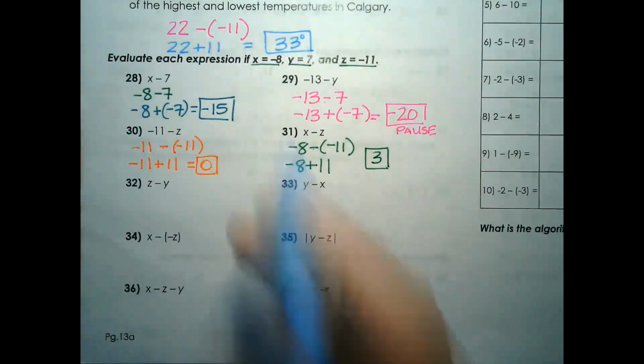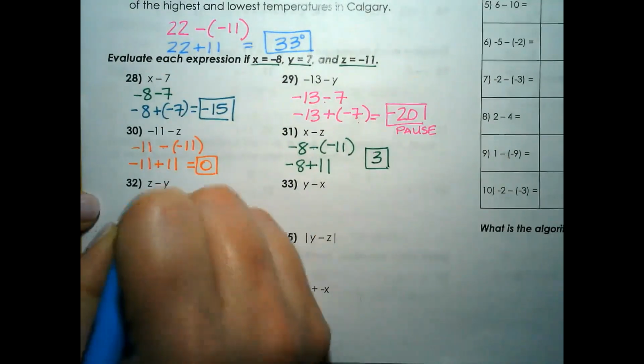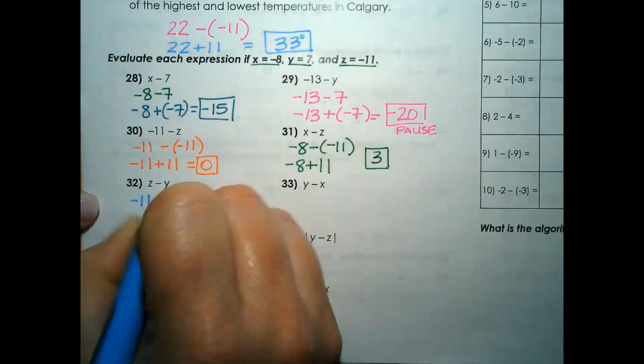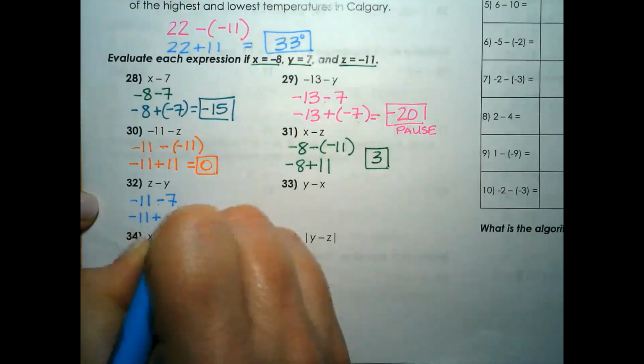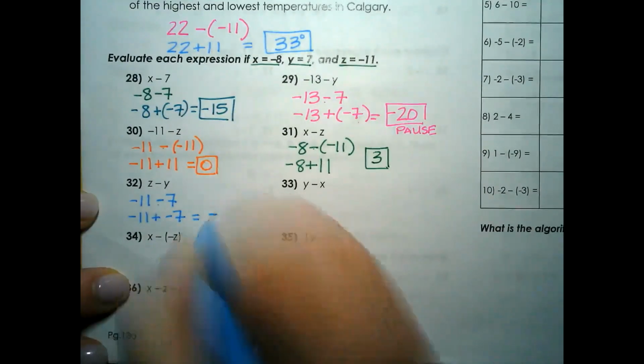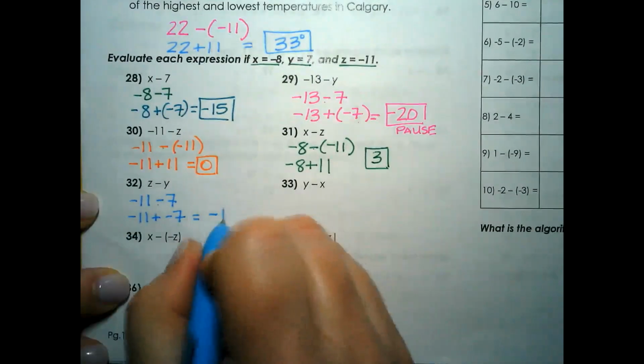All right, question number 32. We're going to substitute again. -11 minus 7. Subtracting a positive is like adding a negative. They're both negative, so we keep the negative sign and we add them together, making 18.